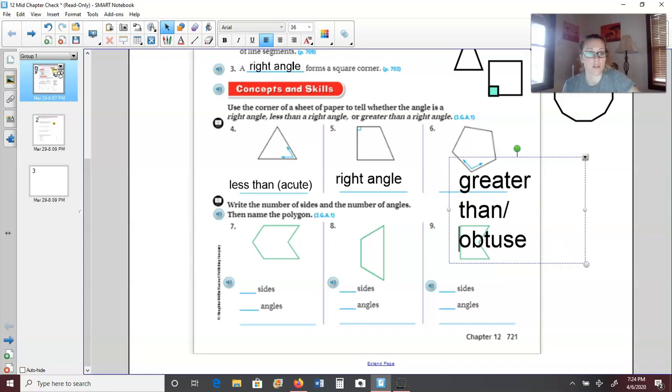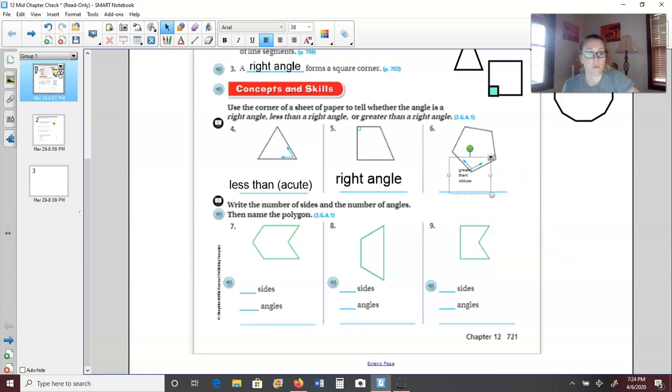I'm going to shrink this down a little bit. Whoa, not that small. All right, so that angle in the pentagon is greater than a right angle, or we could call it obtuse. In fact, all 5 angles within the pentagon are obtuse. Okay, number 7 through 9, we need to write the number of sides and the number of angles, and then give a name to the polygon.